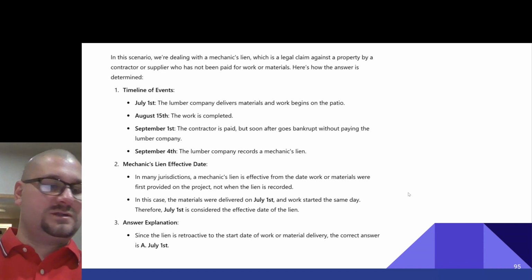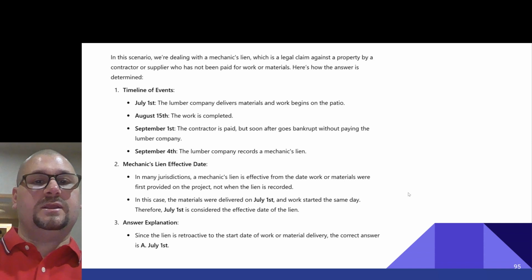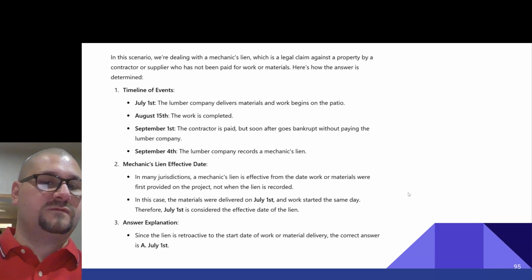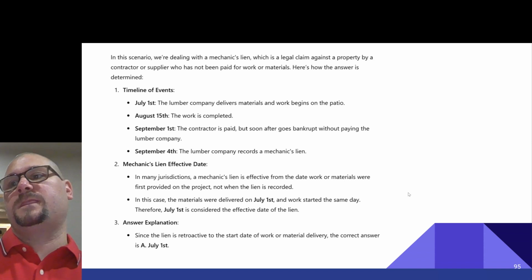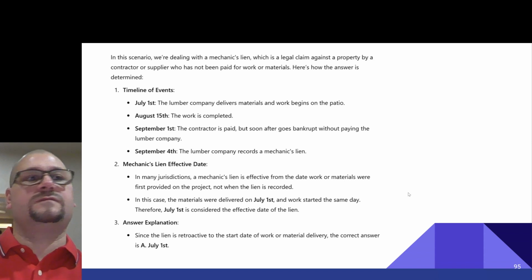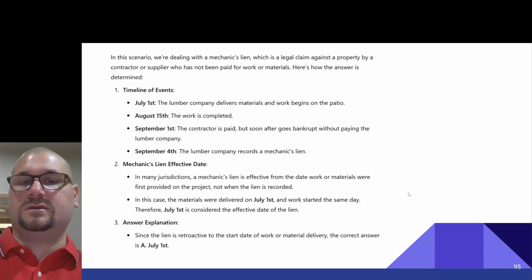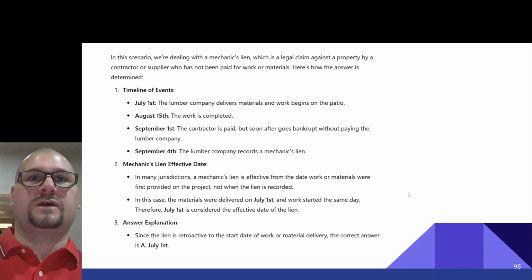Mechanics lien effective date. Here's the main important point. In the majority of jurisdictions, a mechanics lien is effective from the date work or materials were first provided on the project, not when the lien is recorded. So it's whenever they started to do work or brought materials on-site that the mechanics lien is effective, not whenever they got to filing it. In this case, the materials were delivered on July 1st and work started the same day, therefore July 1st is considered the effective date of the lien.